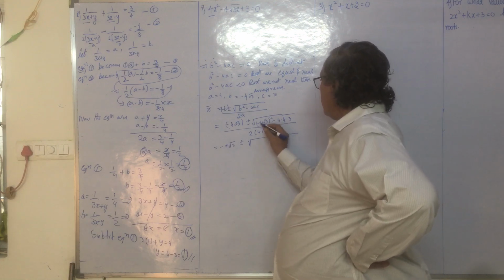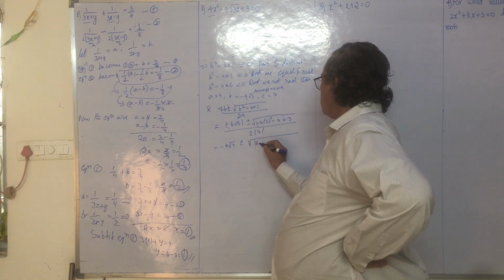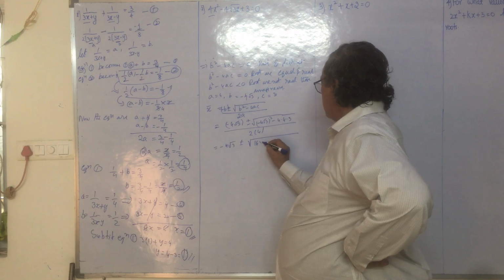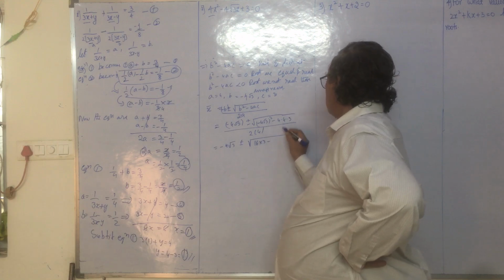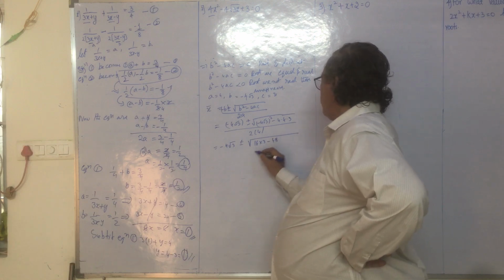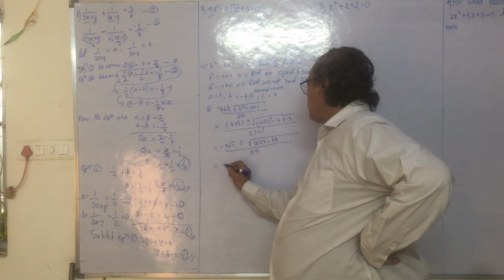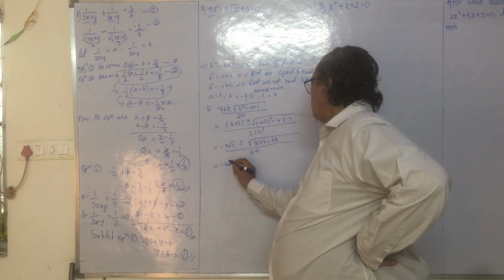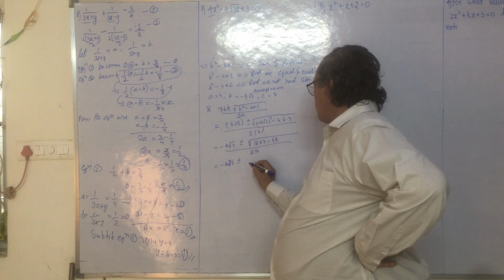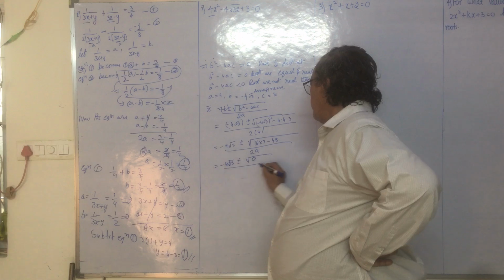Minus 4 root 3 whole square is plus 16 into 3, and minus 4 into 4 into 3 is 16 into 3, which is 48. So 48 minus 48, all by 2a. Then minus 4 root 3 plus or minus root 0, all by 2a.